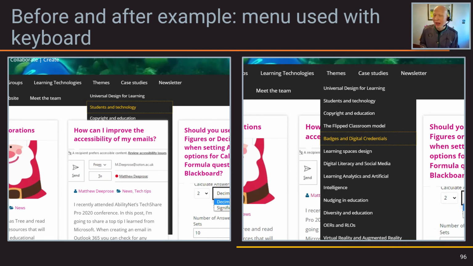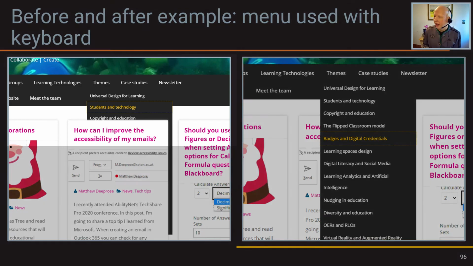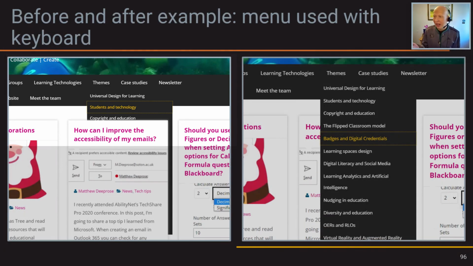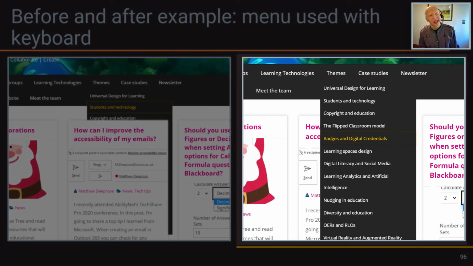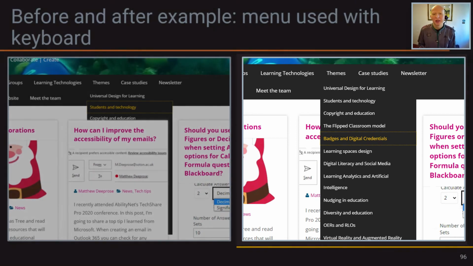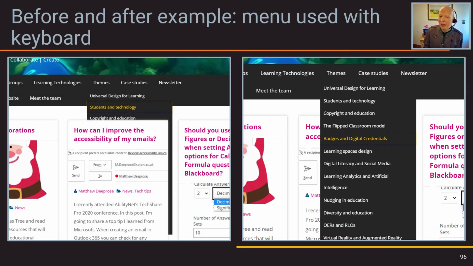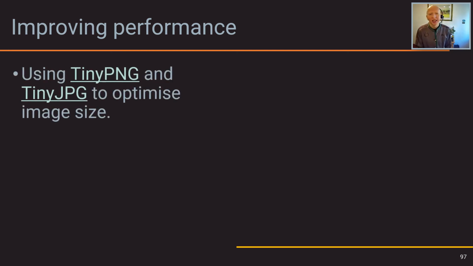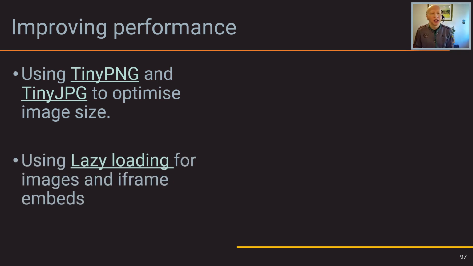My favorite, the mega menu along the top, and obviously no one had ever tested it with a keyboard before because, as you can see, the menu items appear behind the content on the left, the before state. On the right, there you can see that a change to the Z index brought the menu on top. We've made numerous other improvements to the menu since then, but that was definitely the biggest. What did I do on my site? Well, I used Tiny PNG and Tiny JPEG to optimize image size, and I added lazy loading on images and YouTube embeds so that they would only be loaded up once you'd got to that point on the page.